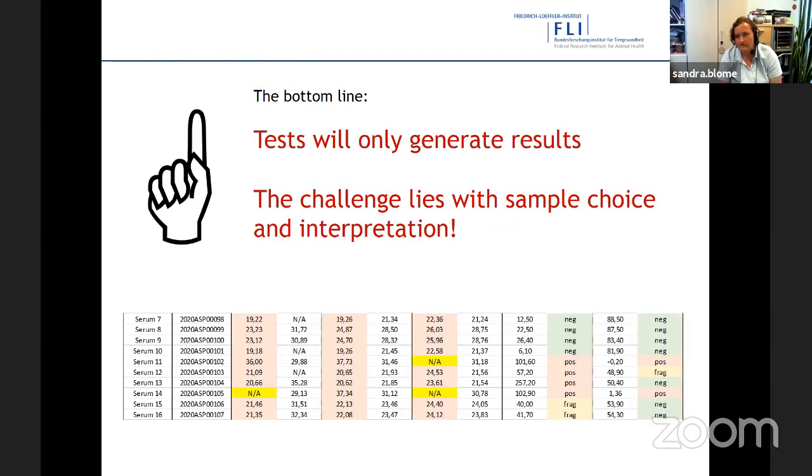Tests will only generate results. You will get a lot of figures. But the challenge lies with sample choice and interpretation, especially interpretation. And this, in the end, needs experts and also experience. So please ask the peers, also ask some from other countries that had already ASF in previous decades. And please always do plausibility checks.